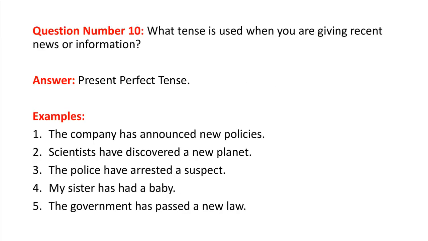Question number 10. What tense is used when you are giving recent news or information? Answer, present perfect tense. Examples. The company has announced new policies. Scientists have discovered a new planet. The police have arrested a suspect. My sister has had a baby. The government has passed a new law.